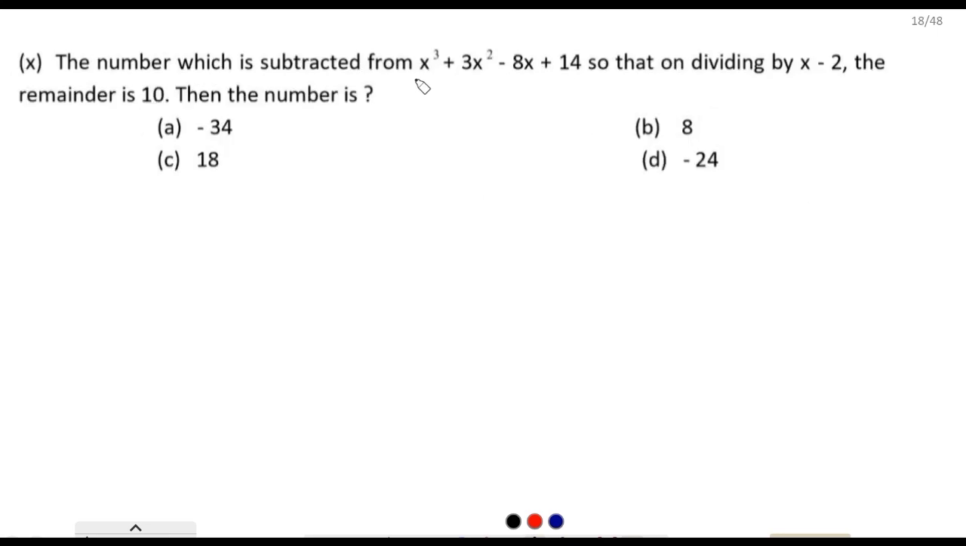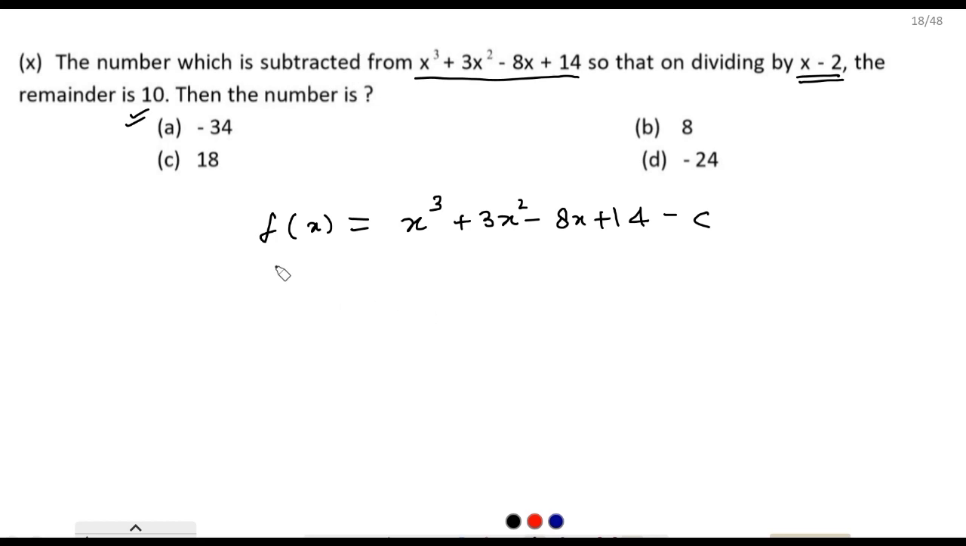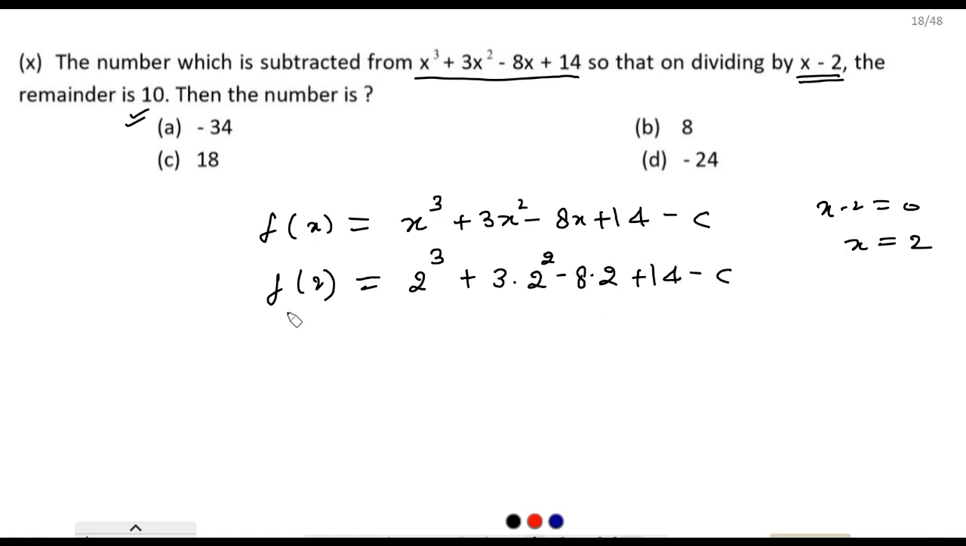Which number is subtracted from this function so that on dividing it by x minus 2 the remainder is 10? Let the number be C. Then the function will become original function minus C. And x minus 2 is equal to 0, then x is equal to 2, means f(2) will be the remainder. Substitute 2 in place of x. And according to the question, f(2) is 10.